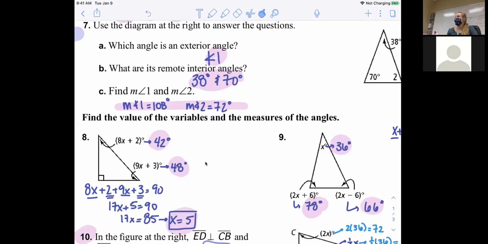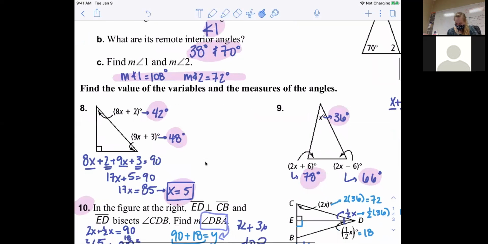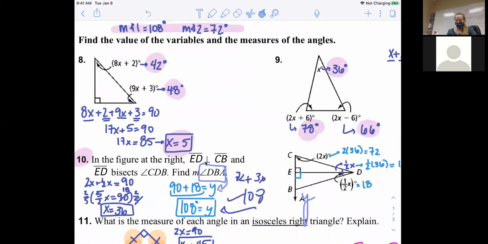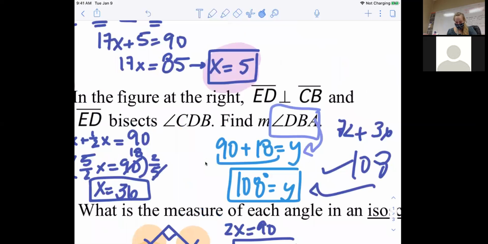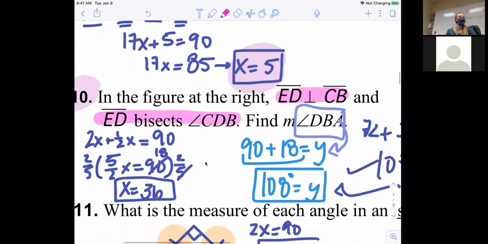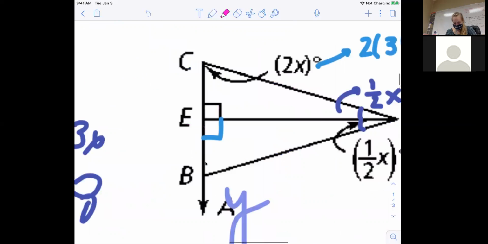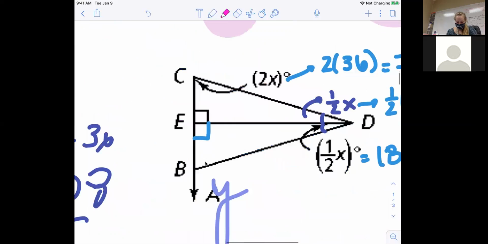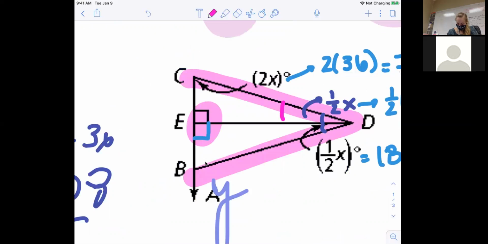All right, I'm going to move up a little bit so we can see 10. What's happening on 10 is it says ED is perpendicular to CB and ED bisects CDB. So we had to read that in order to know what's going on here. If ED is perpendicular to CB, that means I've got right angles right there. ED also bisects CDB, which is this angle right here. That means that these two angles are congruent to each other. Bisect means split into two congruent parts.